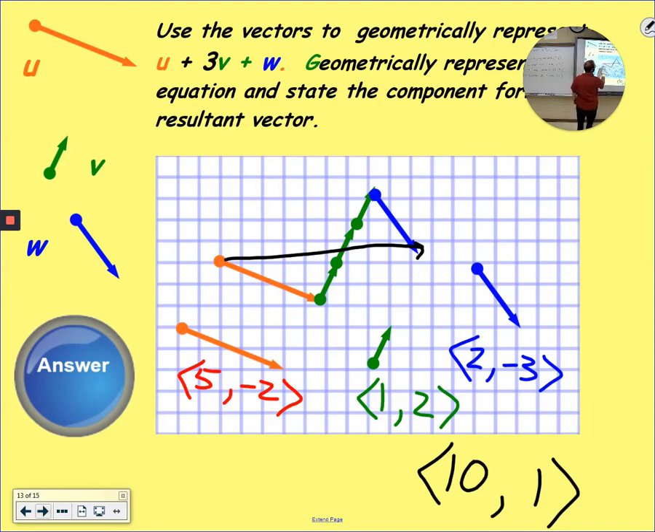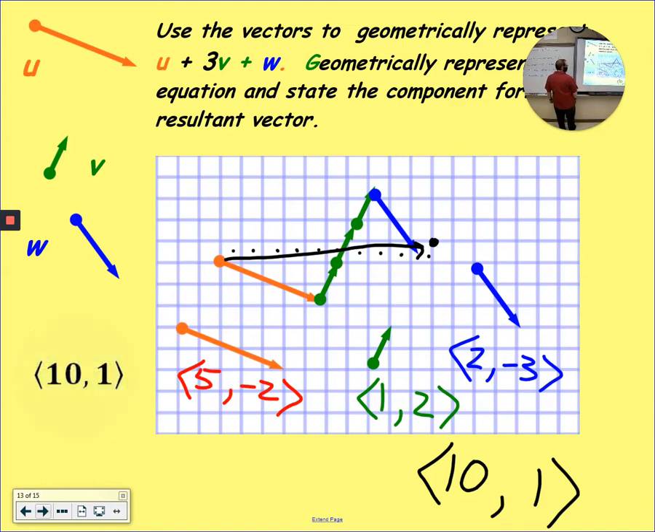Let's take a look here at our resultant. It goes over 1, 2, 3, 4, 5, 6, 7, 8, 9, 10, right? And if we're ending it right there, it goes up 1. So that's how you algebraically find the resultant for your vectors. You add all the x's up, and keep in mind, some are going to be negative, some positive. You do the same thing for all your y's. Now let's see if our answer is in fact 10, 1. Look at that. Questions? Good job.